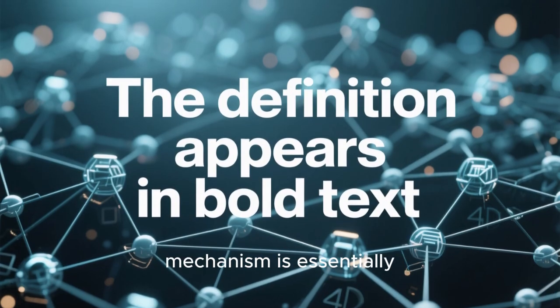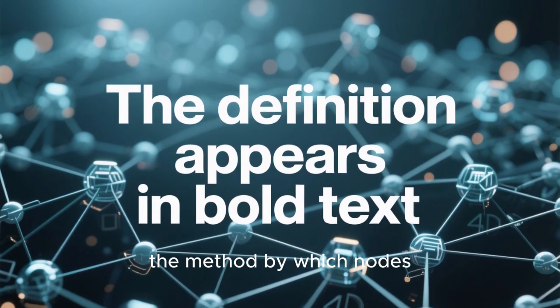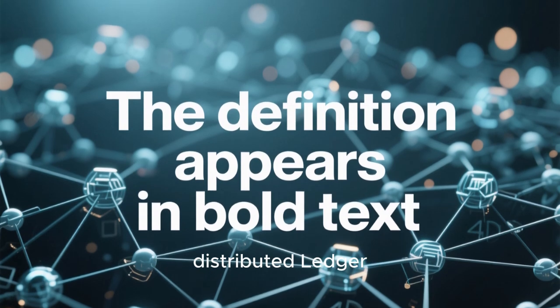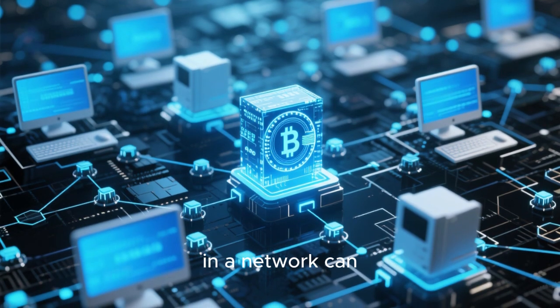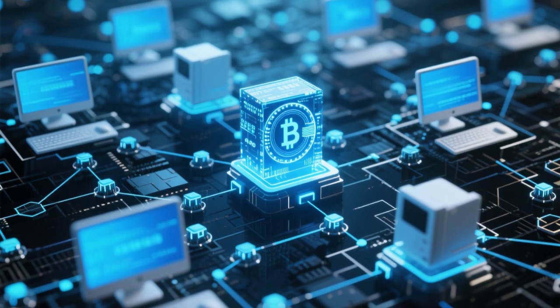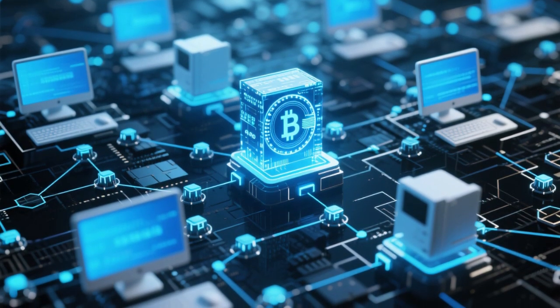A consensus mechanism is essentially the method by which nodes agree on the valid state of a distributed ledger. Or to put it simply, a consensus mechanism is how all the computers in a network can agree on what data is stored on the blockchain.